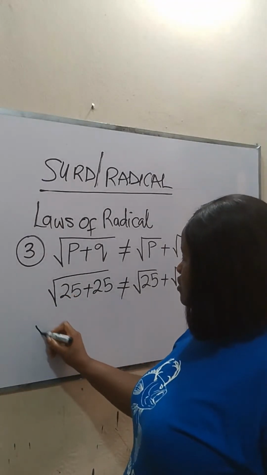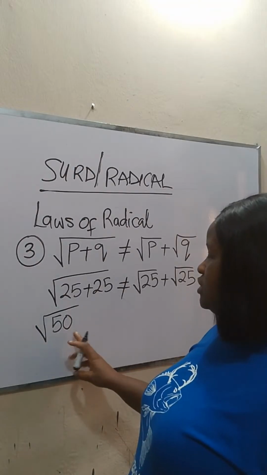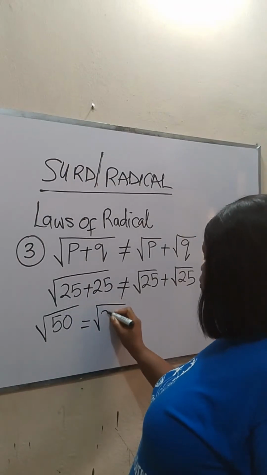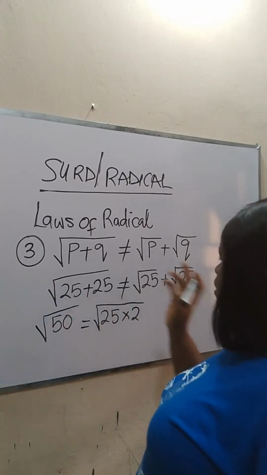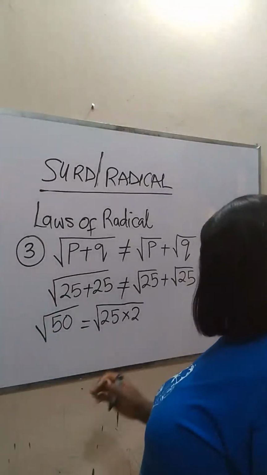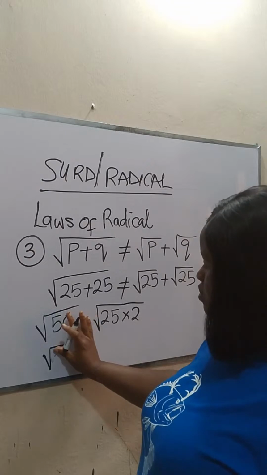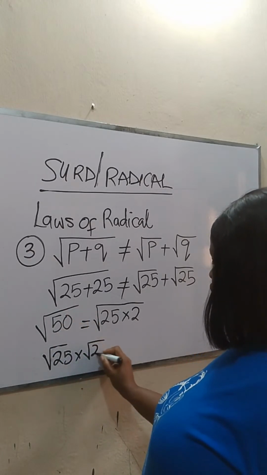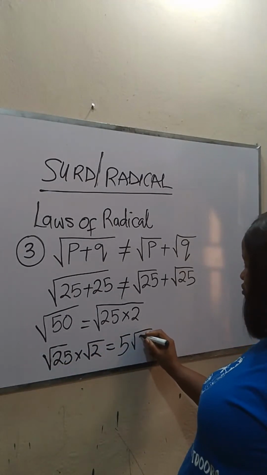So here, this is equal to the square root of 25 plus 25, which is 50, all right? So 50 divided by 2 gives us 25, and this is equal to 25 times 2. Using the first law, we can separate them, and we have root 25 times root 2. We know that root 25 is 5, so this is equal to 5 root 2.